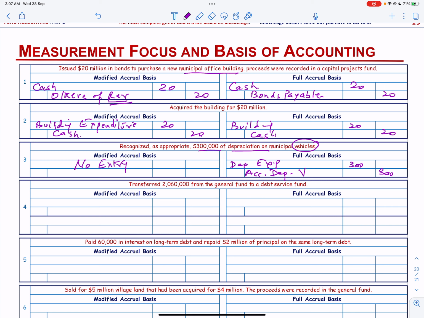And now let us look into transaction number 4. Transfer 2,060,000 from the general fund to the debt service fund. Now don't forget that each fund is treated as a separate entity. So when there is a transfer of money between two funds, there will be two journal entries. One will be to take the money out from one fund, and second to add the money to the fund. So under modified accrual basis, the first transaction will be transfer out.